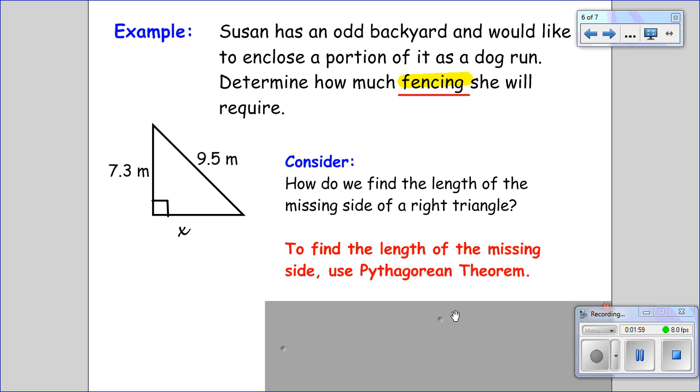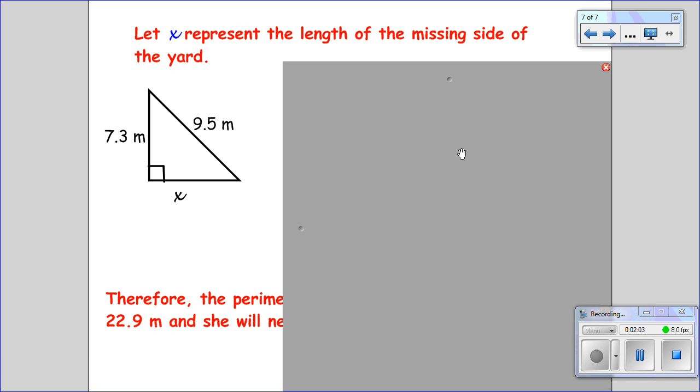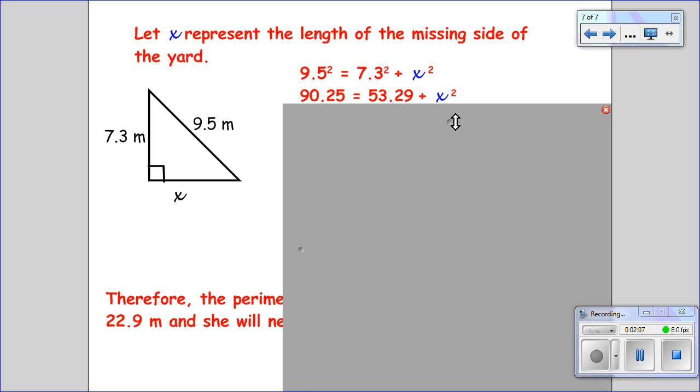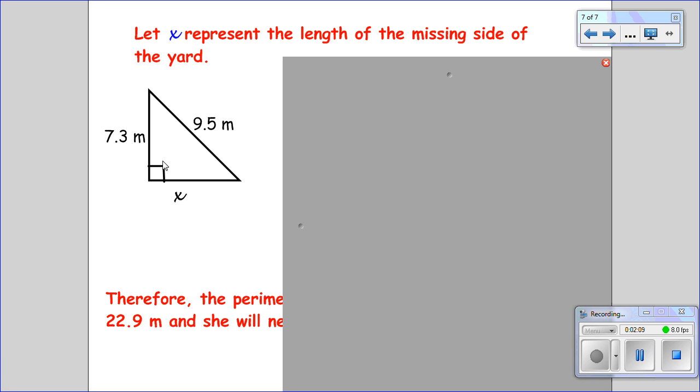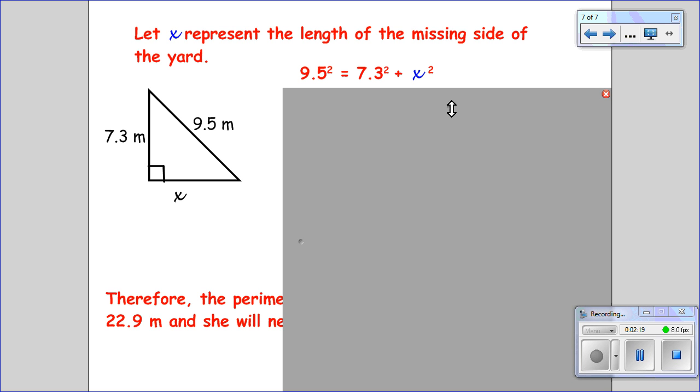Absolutely. Hopefully you've come to the Pythagorean theorem. So we're going to start with that. We're going to say let x represent the length of the missing side in the yard. And then we're going to set up our Pythagorean theorem. So we know the side opposite the right angle stands alone. So in the Pythagorean theorem, we're going to put 9.5 squared equals 7.3 squared plus x squared.